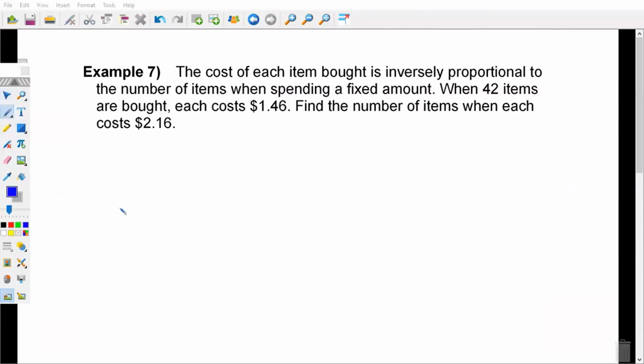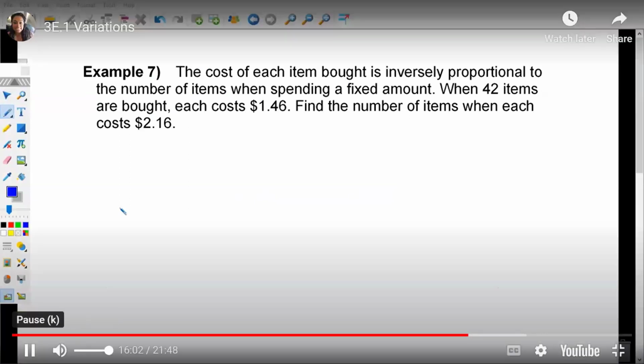All right, here we go. It says the cost of each item bought is inversely proportional to the number of items, spending a fixed amount. When 42 items are bought, each cost is $1.46. Find the number of items when each cost is $2.16. This is an example of bulk shopping. The more you buy, the more you save. You can get more for your money. So figure it out. How many items can I get if I am paying $2.16 instead of $1.46?